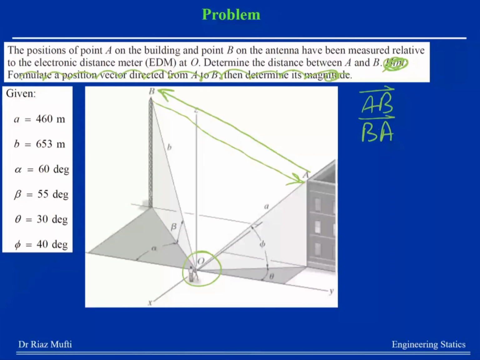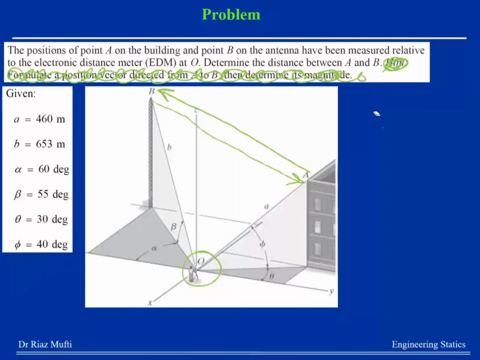So you could do both, because the magnitude doesn't have a direction. Distance is magnitude. Okay, so what you're saying is that if I calculate position vector AB and find its magnitude, or find BA and then its magnitude, the answer would be the same. Yes, sir. Okay, let us find that. Let's see if that works.